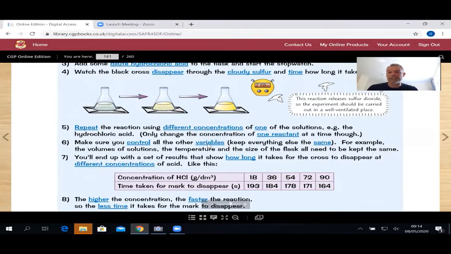None of that will change the results. Okay. In this case, you definitely want to use the same size conical flask, because if the liquid's more spread out, it'll be easier to see through. But control variables, you keep the things the same that would affect your result. Okay, if it's not going to affect the result, you don't mention it.